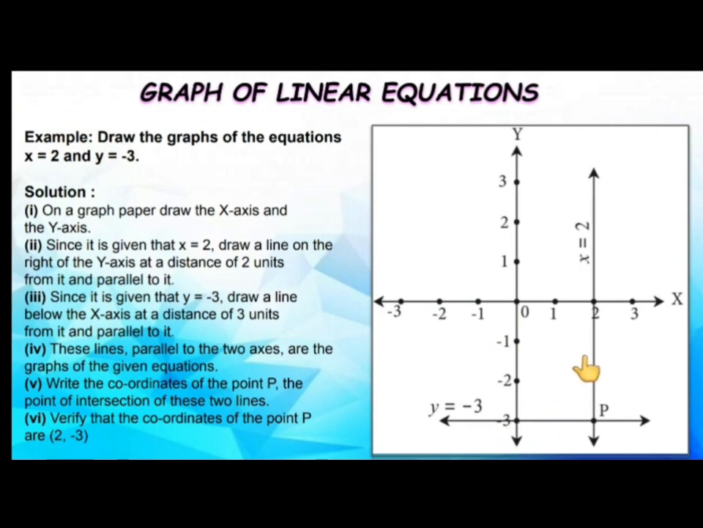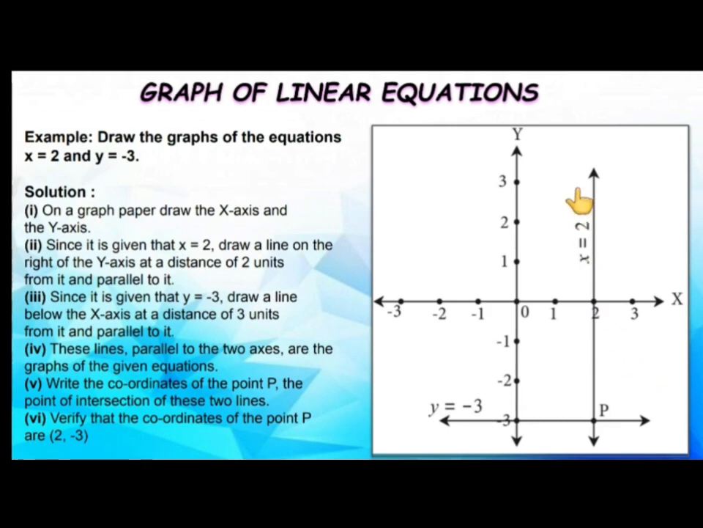These lines parallel to the two axes are the graphs of these equations. So these two lines that we drew are the graphs of the equations. This is the graph of the equation x equals 2 and this is the graph of the equation y equals minus 3. Write the coordinates of point P, the point of intersection of these two lines.